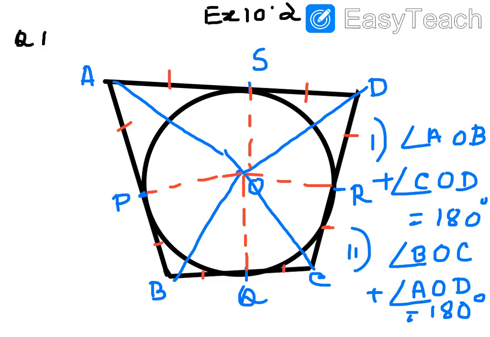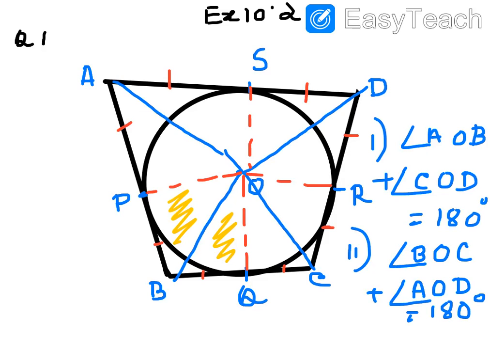In triangle OBP and in triangle OBQ, means which two triangles? This triangle and OBQ, this triangle. In these two triangles, OP is equal to OQ, radii of the same circle. OB is the common side and BP is equal to BQ because tangent segments from an external point to a circle are equal.